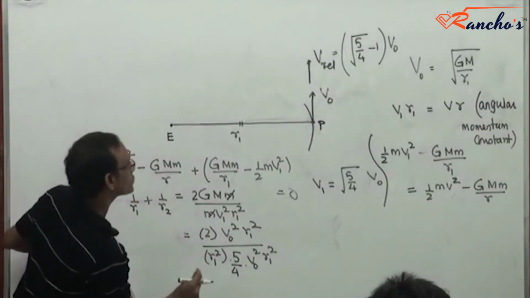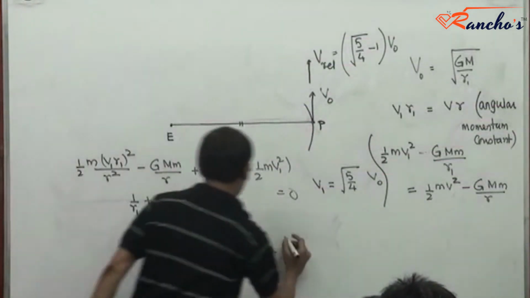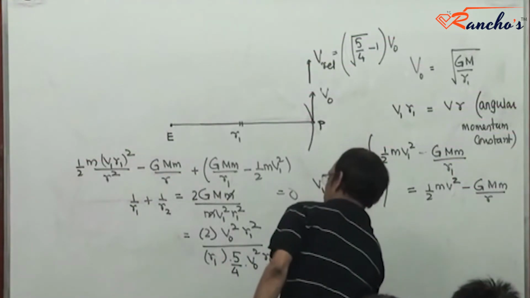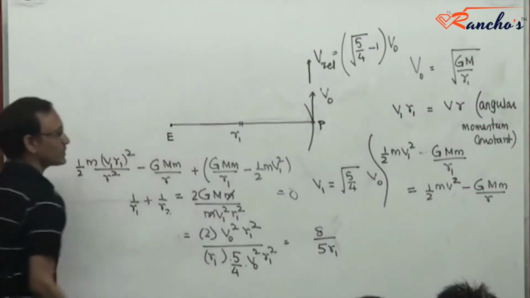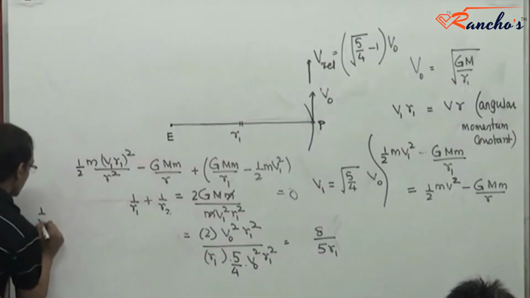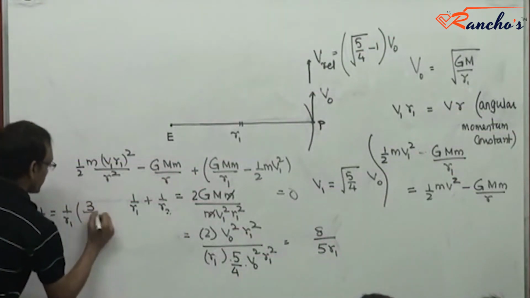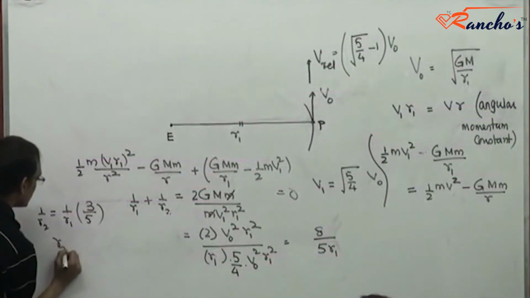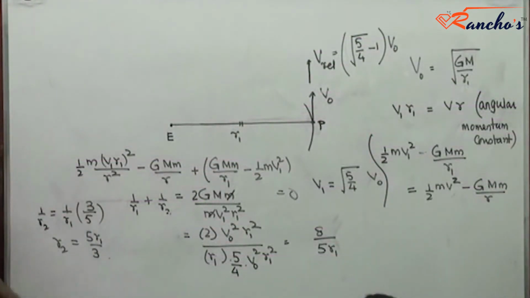GM V0 squared by R1. So that makes it 8 by 5 R1. 1 by R1 plus 1 by R2 is 8 by 5 R1. So 1 by R2 is readily obtained: 1 by R1 into 3 by 5.